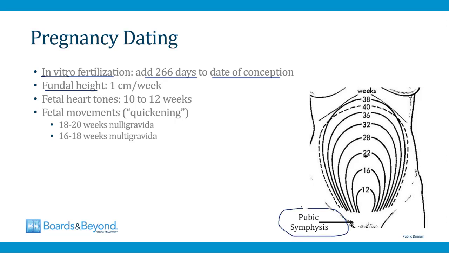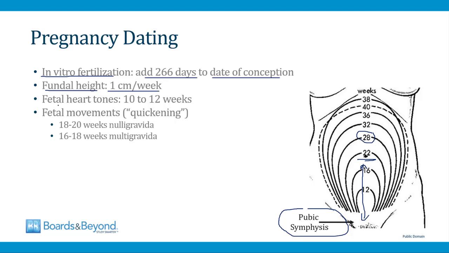identify the pubic symphysis and then you determine the location of the uterine fundus. The number of centimeters above the pubic symphysis of the uterine fundus correlates with the date of the pregnancy. Normally, the fundal height increases by about a centimeter per week. So for example, if the uterine fundus were at 28 centimeters here, then the pregnancy should be at 28 weeks.